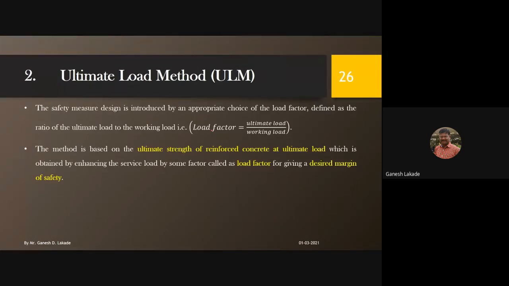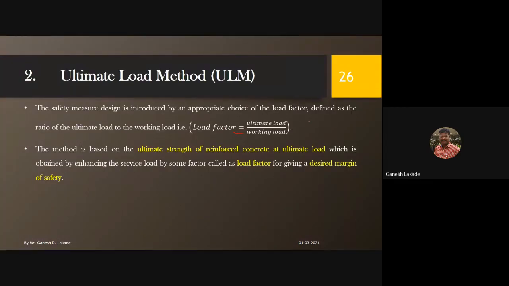Those stresses were considered in the ultimate load method, and the ultimate strength can be obtained by enhancing the service load. Enhancing means you have to increase the service load, or the working load, just by applying an additional factor here. Okay, so ultimate load will be equal to working load or service load into load factor. Okay, so this will give us a desired margin of safety.